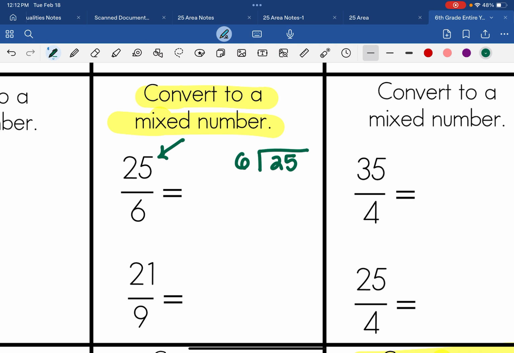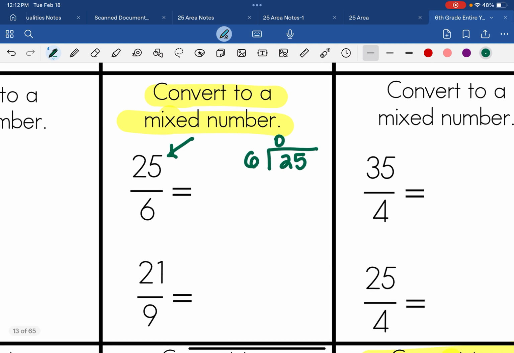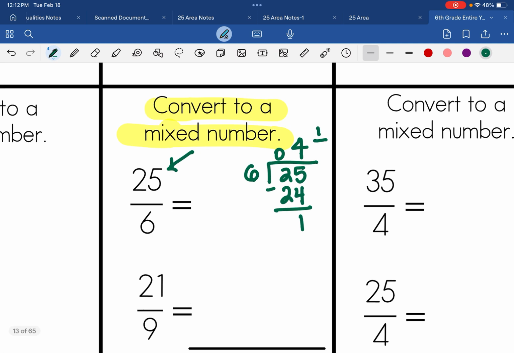Can 6 go into 2? No. Can 6 go into 25? Yes, 4 times. 4 times 6 is 24 with a remainder of 1. Instead of putting R1, this will actually be the top of the fraction, and then whatever is on the outside right here will go here, okay? So my answer will be 4 and 1/6.